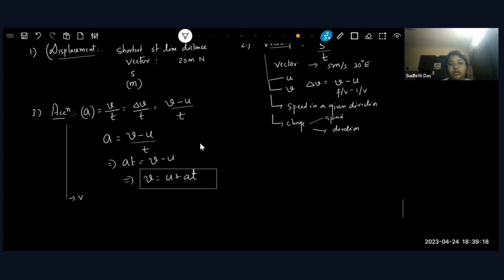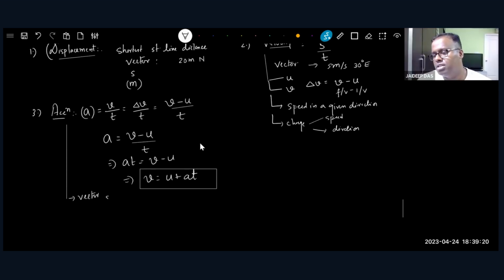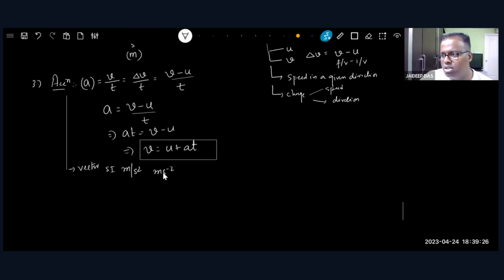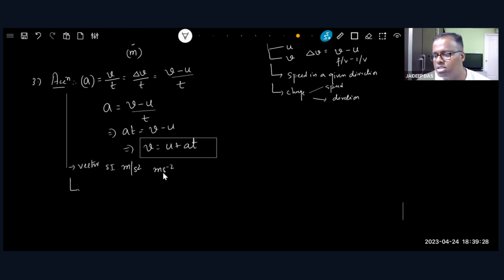SI unit. Okay. Yes, it's a vector. Its SI unit will be meter per second square, written as m s to the power minus 2. Anything else about acceleration you would like to say? Sir, acceleration can have two values, positive as well as negative. If it is positive, we in English call it acceleration. If it's negative, we in English call it retardation.